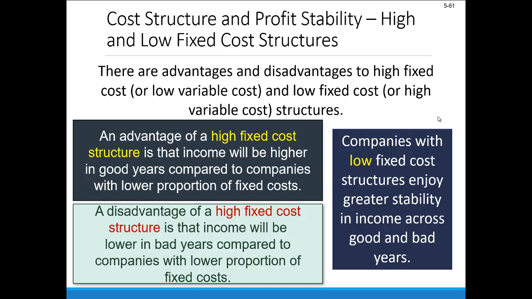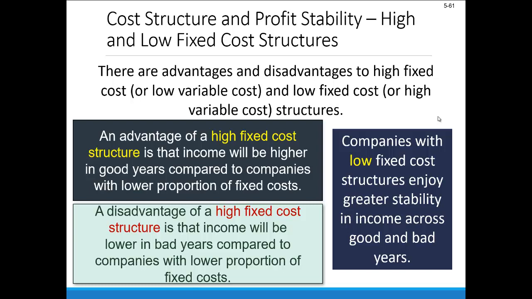There are certain advantages and disadvantages to all types of cost structures, so to high fixed costs or to low fixed costs. One advantage of a high fixed cost structure is that if times are good, if the economy is strong, right, if demand is growing for our company as a whole, in those good years, income will be a lot higher for companies with high fixed costs than for those with higher proportions of variable costs.